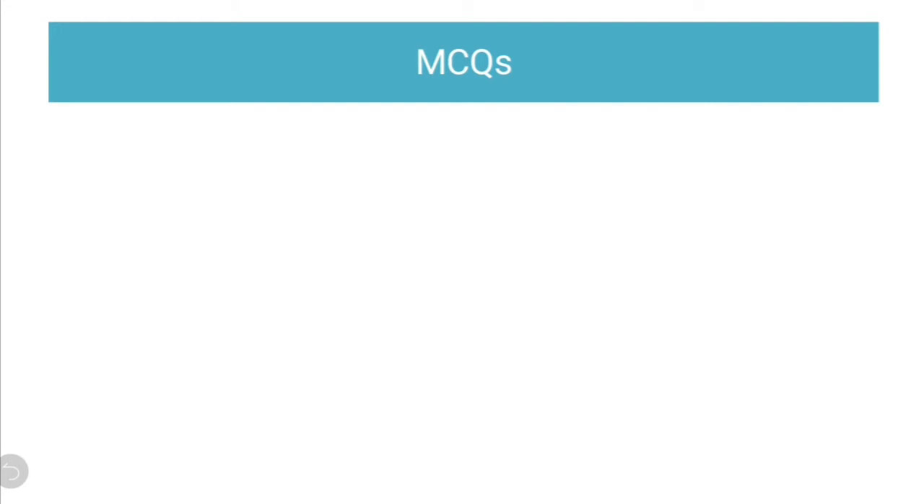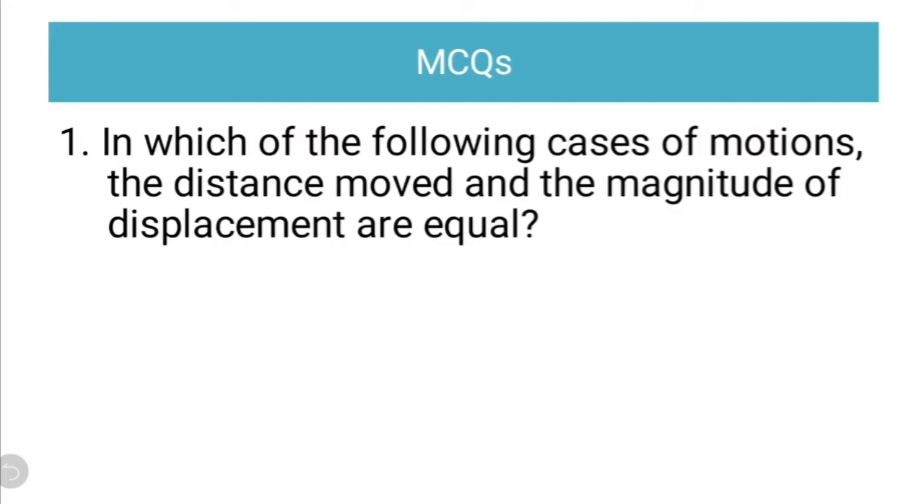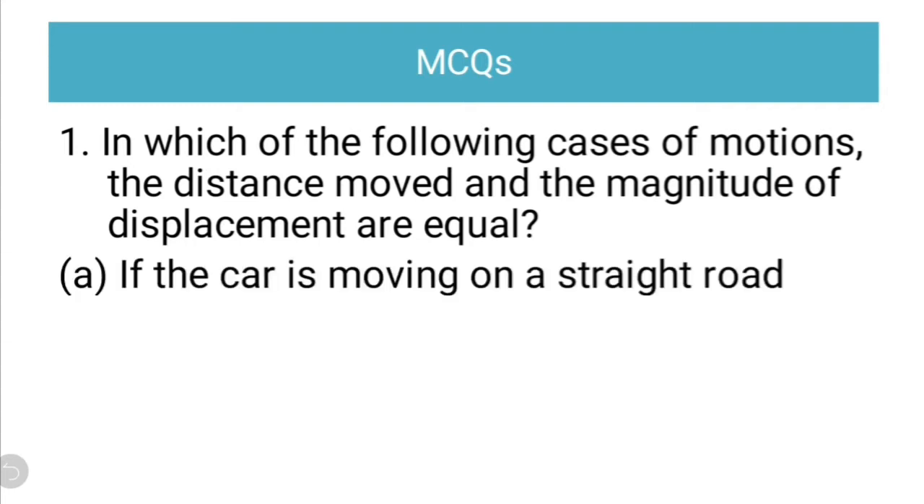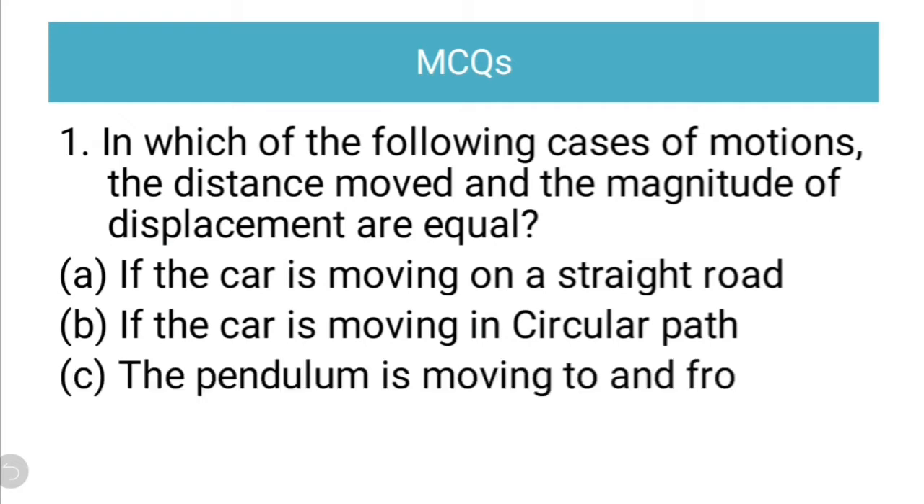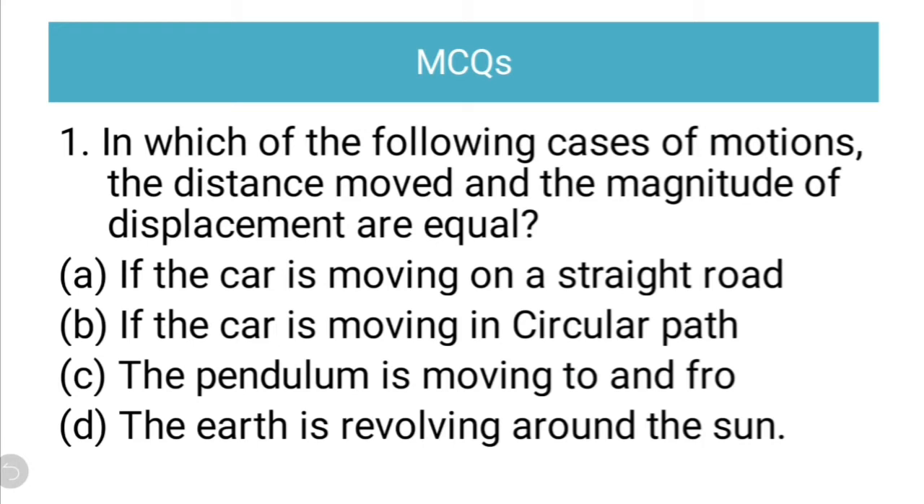these MCQs. So first question, in which of the following cases of motions the distance moved and the magnitude of displacement are equal? I will repeat the question. In which of the following cases of motions the distance moved and the magnitude of displacement are equal? The options are: if the car is moving on a straight road, if the car is moving in circular path, the pendulum is moving to and fro, the earth is revolving around sun.